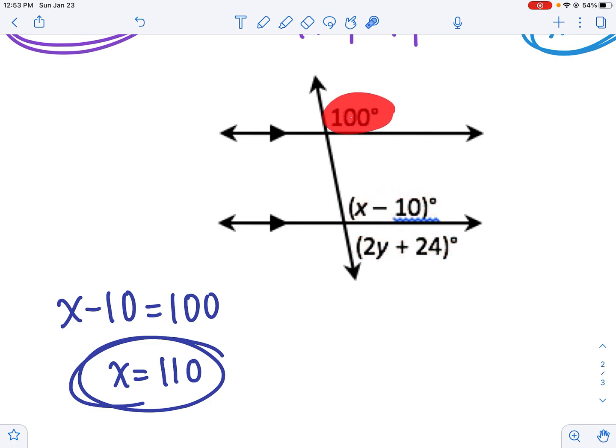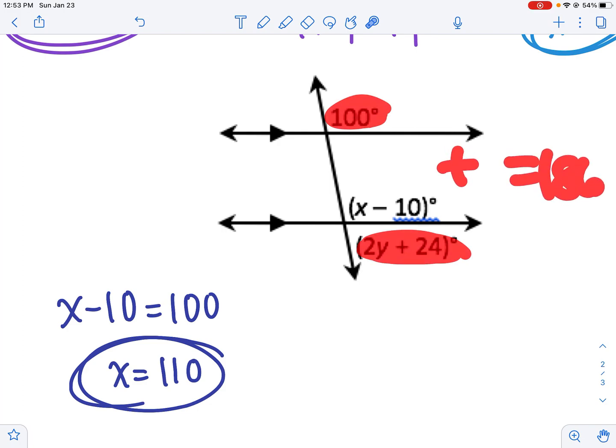I don't want to try to use those and deal with multiple variables. Now I'm going to take a look at these angles. Okay, I know that they're on the same side. They're not corresponding. We just had corresponding. They're on the same side. They're on the outside, which makes them same side exterior, which means that they add up to 180.